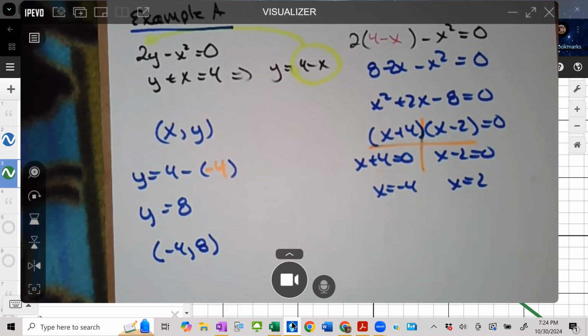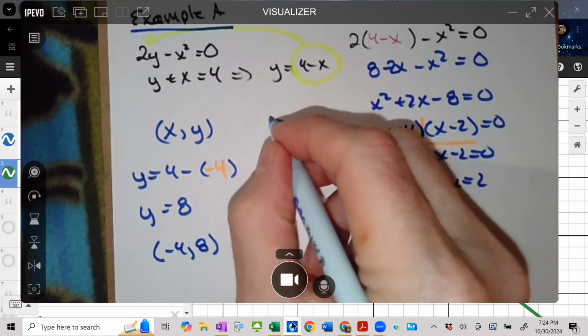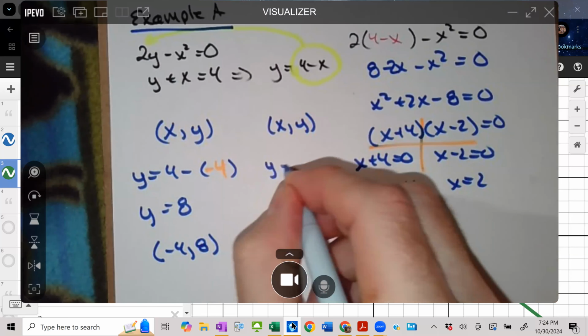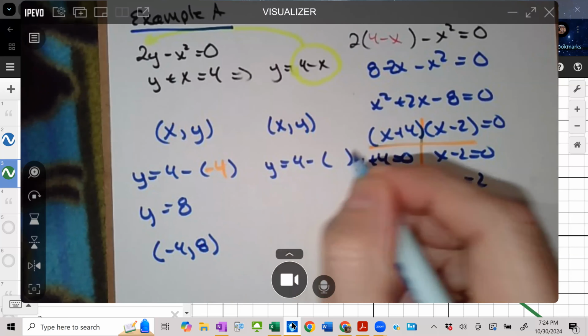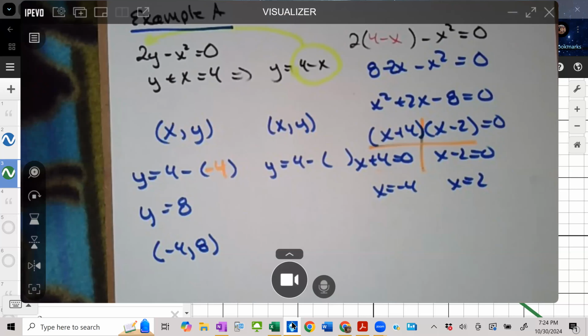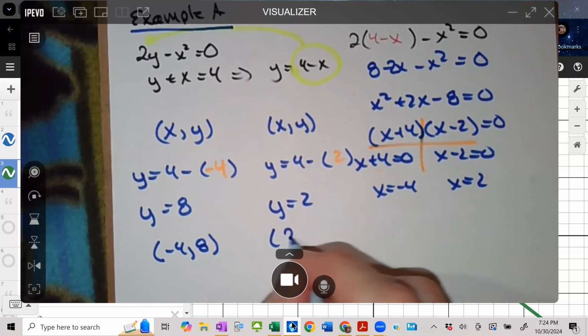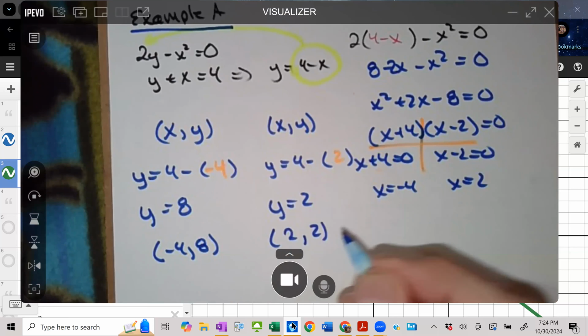How about the other one? Well, let's do that one as well. So again, I'm going to try and find a solution of the form x and y. This time I'm going to plug in a 2. So when we plug in a 2, well, that's pretty straightforward. 4 minus 2 is 2. So I end up with 2 for x and 2 for y.